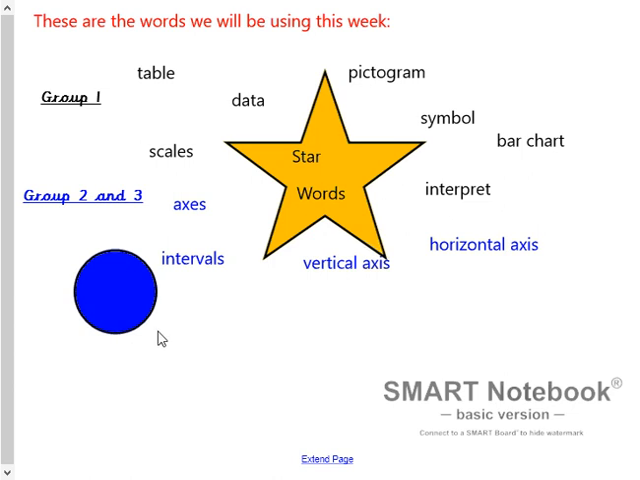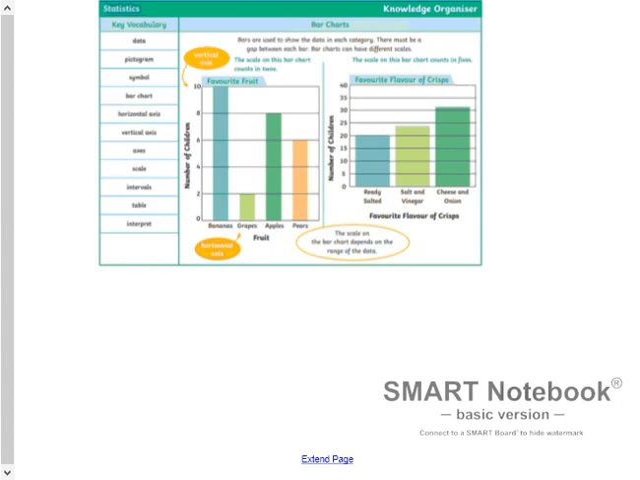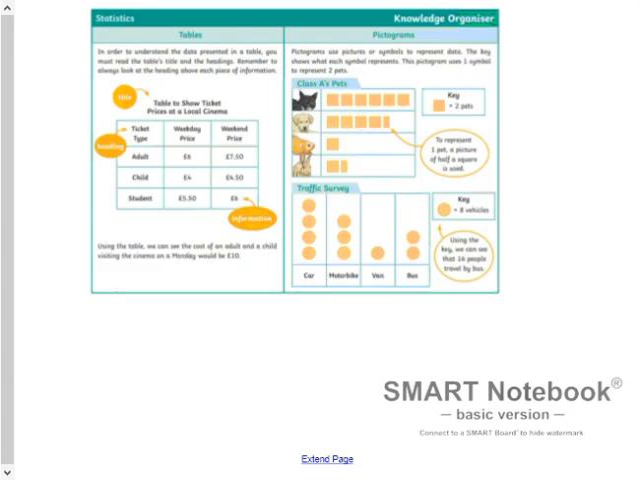Please remember, you've got these star words to support your learning. You have got your knowledge organizer, all about bar charts. This front page will be really useful for you today. And the second page is about tables, which is next week's learning, and pictograms, which we've done for the past 2 days.